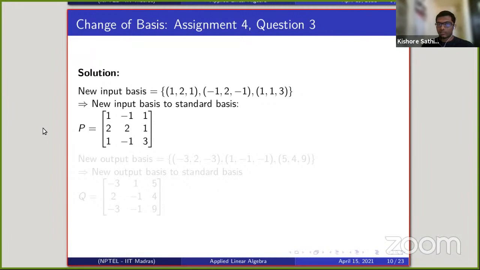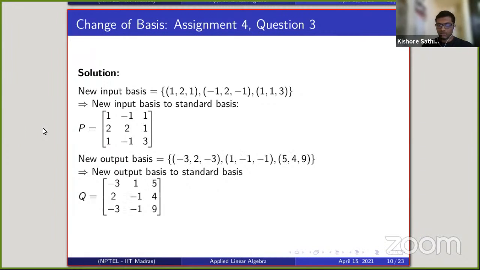So the new input basis, I've written it out here: (1, 2, 1), (-1, 2, -1), (1, 1, 3). And to convert from this new input basis to standard basis, we know how to do that. Just take the vectors and put them in the columns. Next, same thing we do with the output basis as well. Take the vectors and put them in the columns. So once more, we are converting from the output basis, the non-standard basis, to the standard basis.